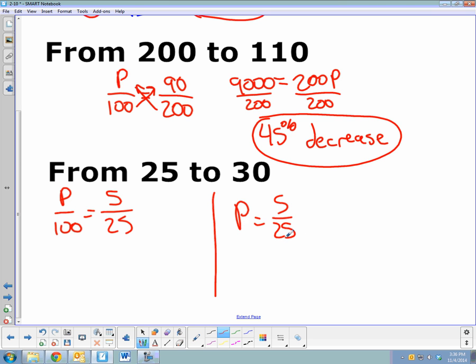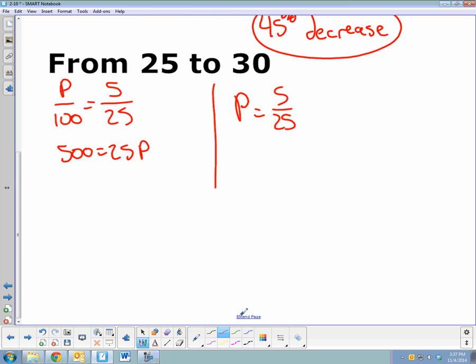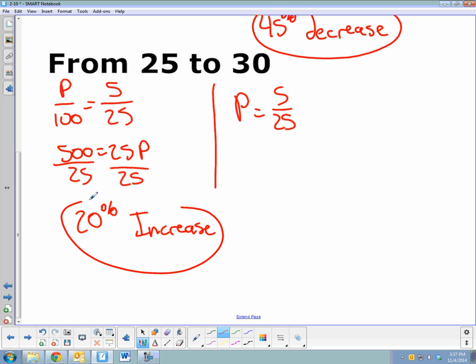There we go. So if I cross multiply and divide with my proportion, I got 500 equals 25p. And if I divide both sides by 25, I get 500 divided by 25. We're looking at 20%. And that would be from 25 to 30. That's an increase. And let's see if I get the same result when I divide here. 5/25 is 1/5, which is 0.2. Again, if I am changing a decimal to a percent, I go to the right, a 20% increase.